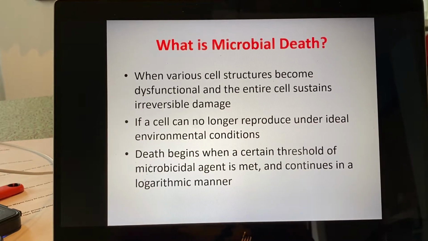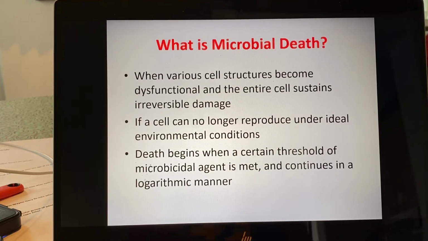So when we talk about killing microbes, let's first define what microbial death is. Now, keep in mind for viruses, this would be inactivation versus death. So it's when various cell or viral structures become dysfunctional, and in the case of a living cell, it has irreversible damage and it can no longer reproduce, even when the conditions are ideal. That's the definition of microbial death.